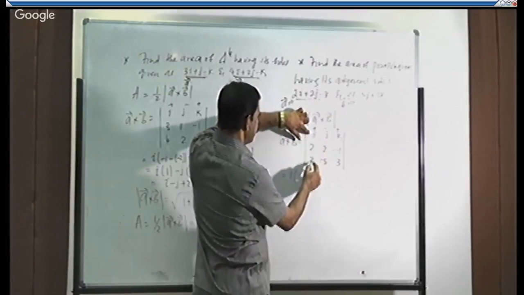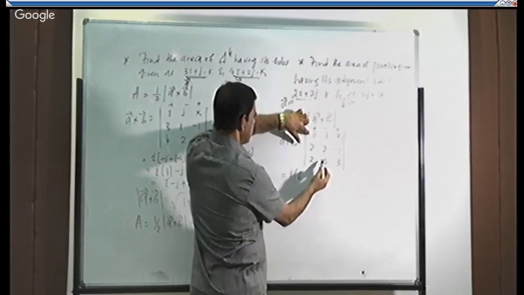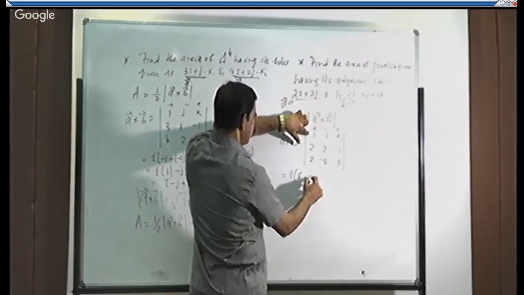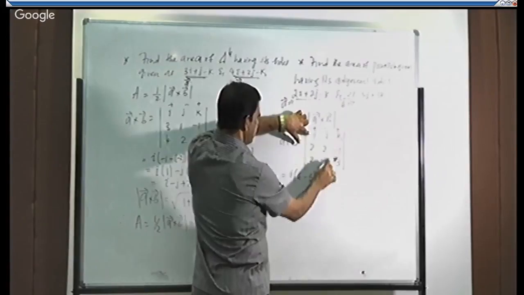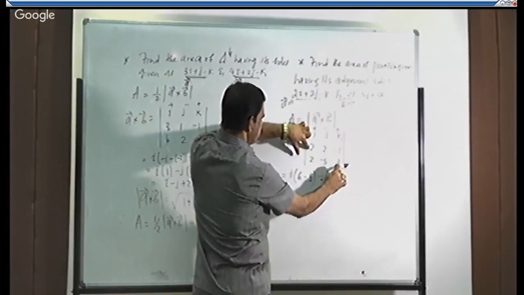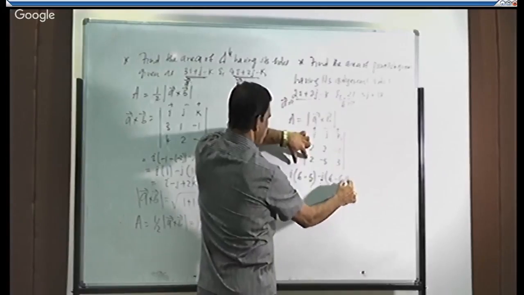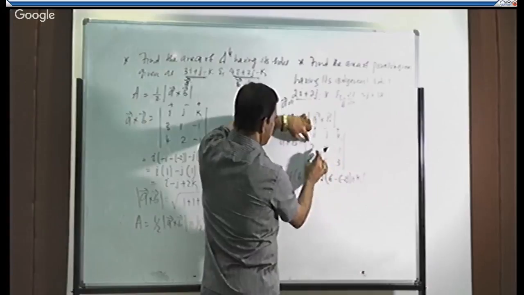I into, leave the column and row, 2 3s are 6, minus 1 into minus 5, that is equal to plus 5. Minus j into, leave this column and row, again 3 2s are 6, minus 2 into minus 1 is minus 2. Plus k into, leave this column and row, minus 10.